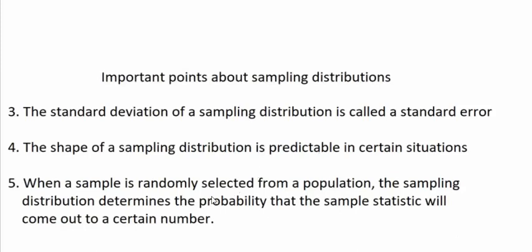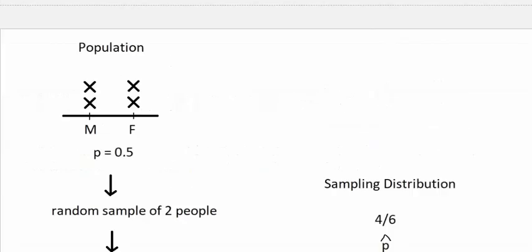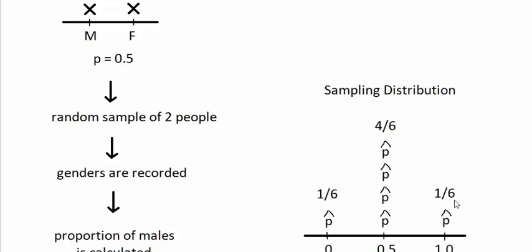And finally, point number 5 says that when a sample is randomly selected from a population, the sampling distribution gives you the probability of the statistic coming out to a certain number. That's what we've been talking about all along in this video and the last video. For example, in this situation, the sampling distribution gives us these 3 probabilities right here. So yeah, that's all for this video.